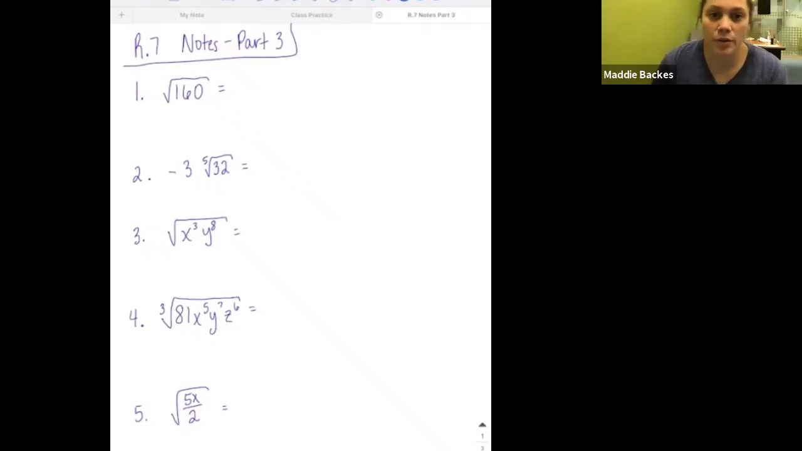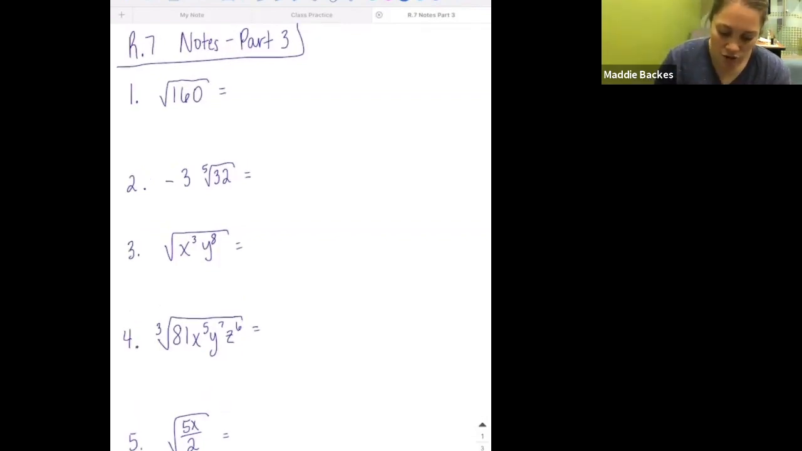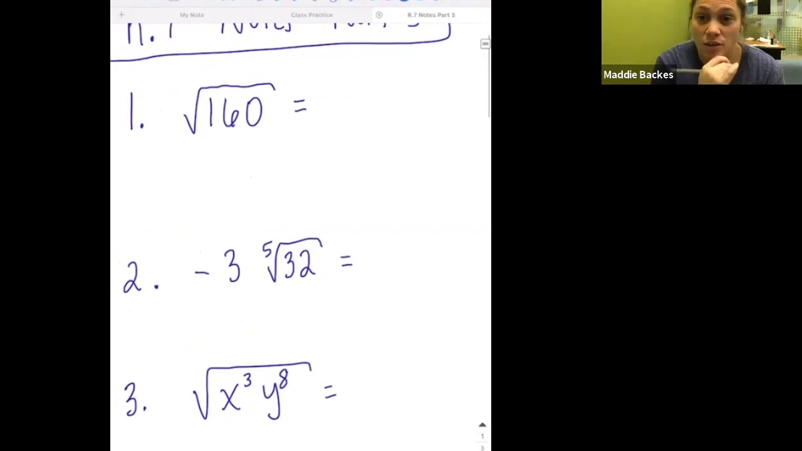R.7 Notes, Part 3. Okay, for number 1, we're going to simplify the square root of 160. Make sure that you know how to show work for this for whenever you take your test.